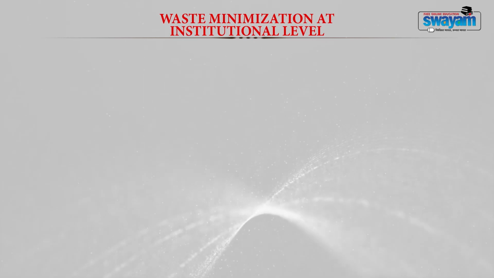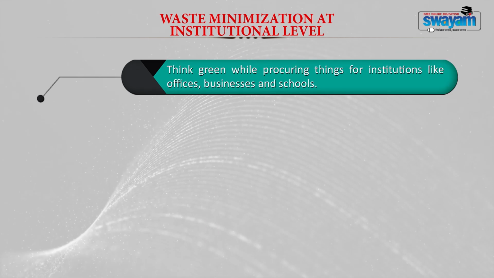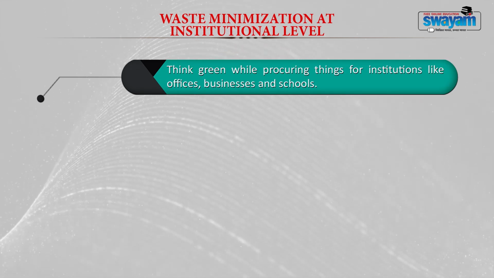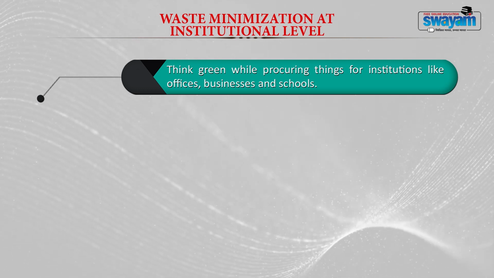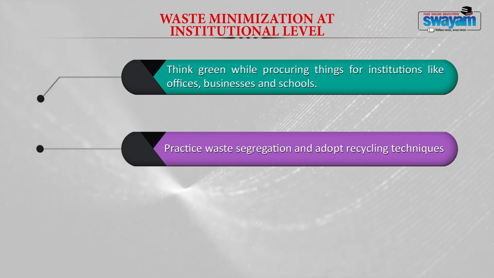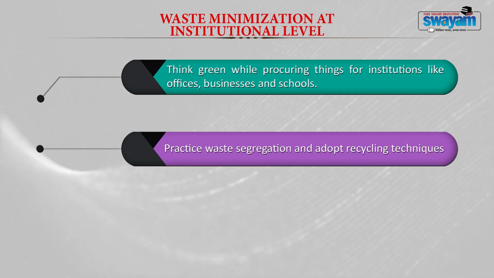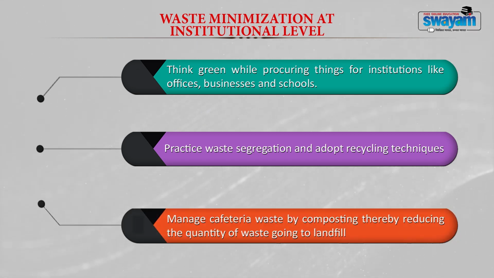Let me have a look at waste minimization at institutional level. Think green while procuring things for institutions like offices, business houses and schools, colleges or universities. Practice waste segregation and adopt recycling techniques. Manage cafeteria, mess or canteen waste by composting, thereby reducing the quantity of waste going to landfill or open dumps.